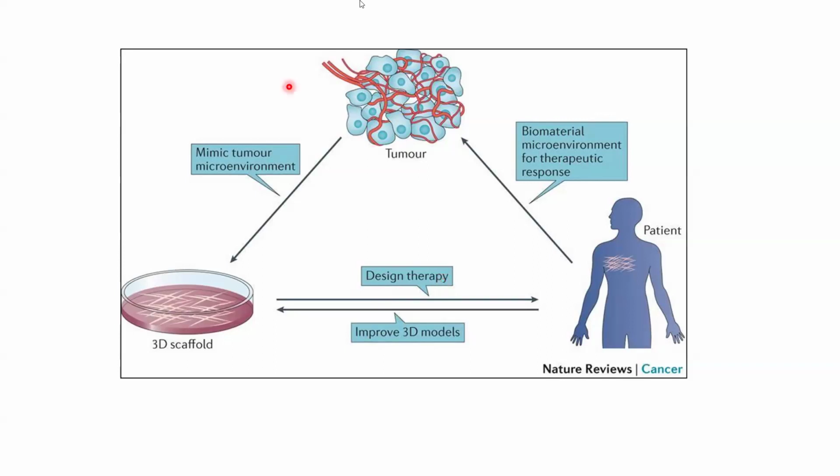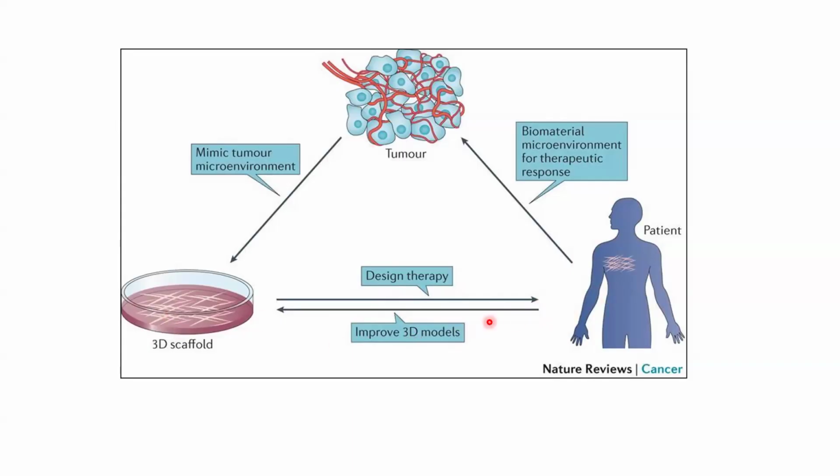Now you can see, without even going through the text abstract, you can understand what is going on here, right? Now this is a tumor, right? So the tumor has a microenvironment, and a 3D scaffolding model has been used to mimic and describe it, right? Then you design a therapy for the treatment. The patient is here, and once you design the therapy, the patient or the treatment methods can give feedback to improve the 3D model.